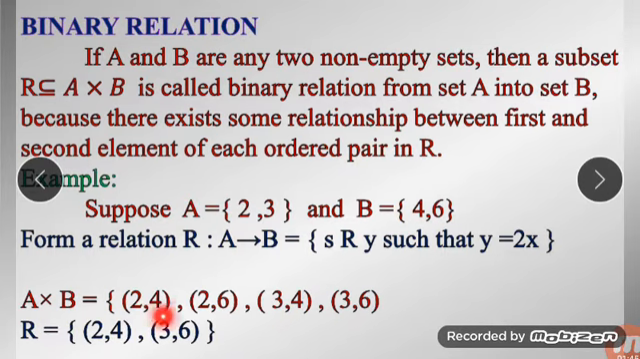So we can see here that 4 is double of 2, whereas 6 is not double of 2 but 6 is double of 3. So we have the ordered pairs in the relation, 2 and 4, 3 and 6. So this is the specific relation known as binary relation.